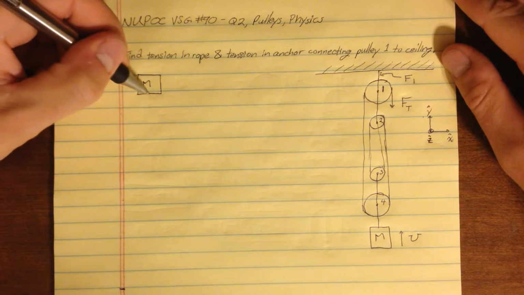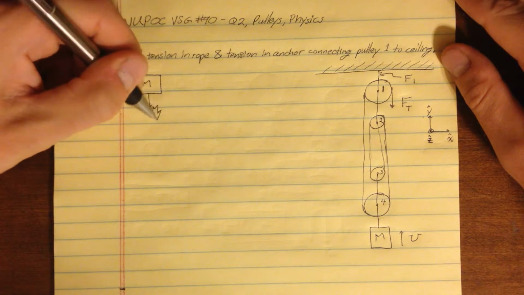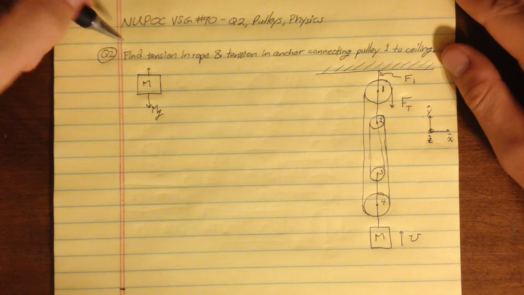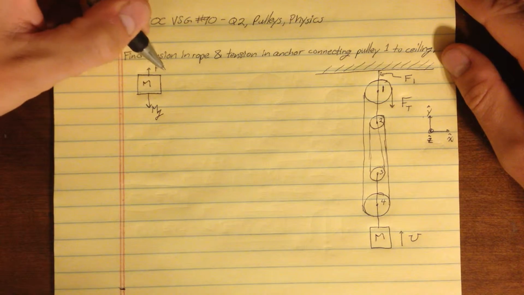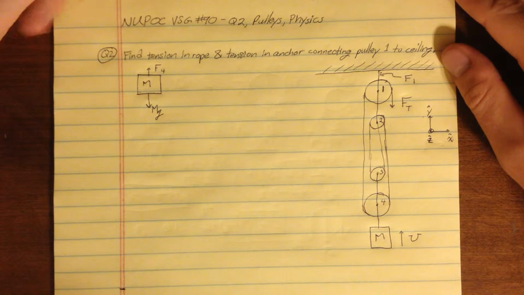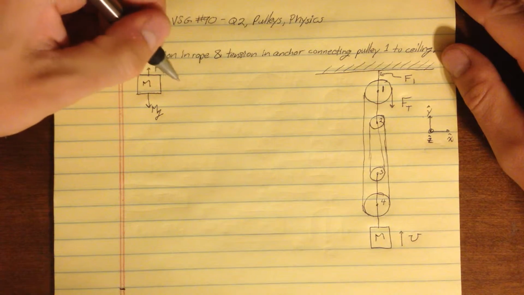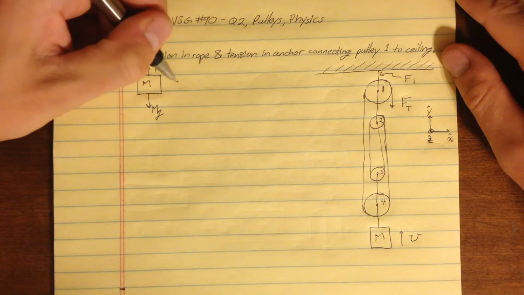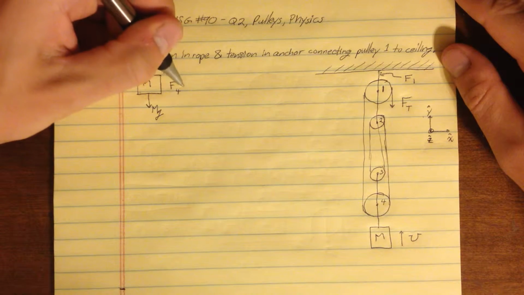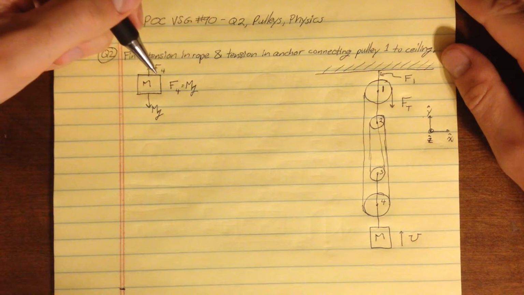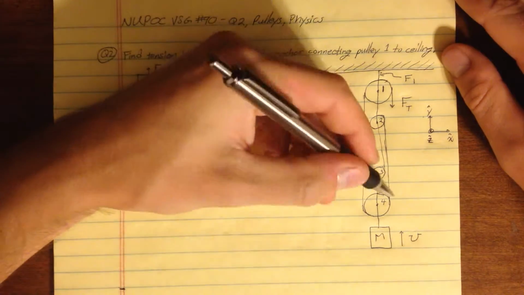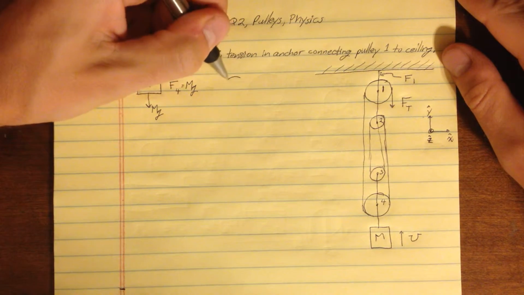If we start the same way we did in the last video, let's look at the mass and draw a free body diagram. So we have mg pulling it down, and we have what I'm going to call F4 pulling it up, since this is the connection to pulley 4 right here. So then we can say F4 equals mg.